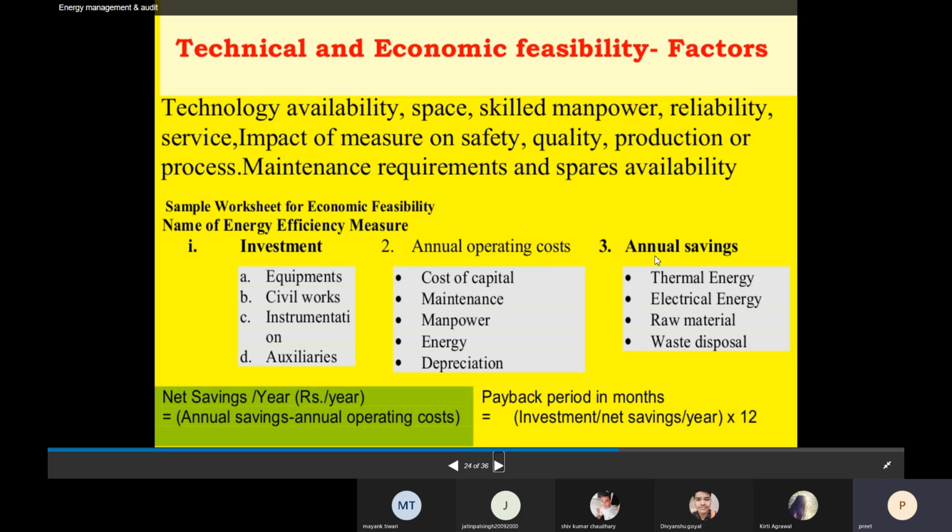The third factor is your annual saving. You can have annual saving on thermal energy, electrical energy, raw material, and waste disposal. Net saving would be your annual saving minus your annual operating cost. If you want to know the net saving, you can easily deduct the annual operating cost from the annual saving. The one which you get is your payback, whatever profit you are getting.